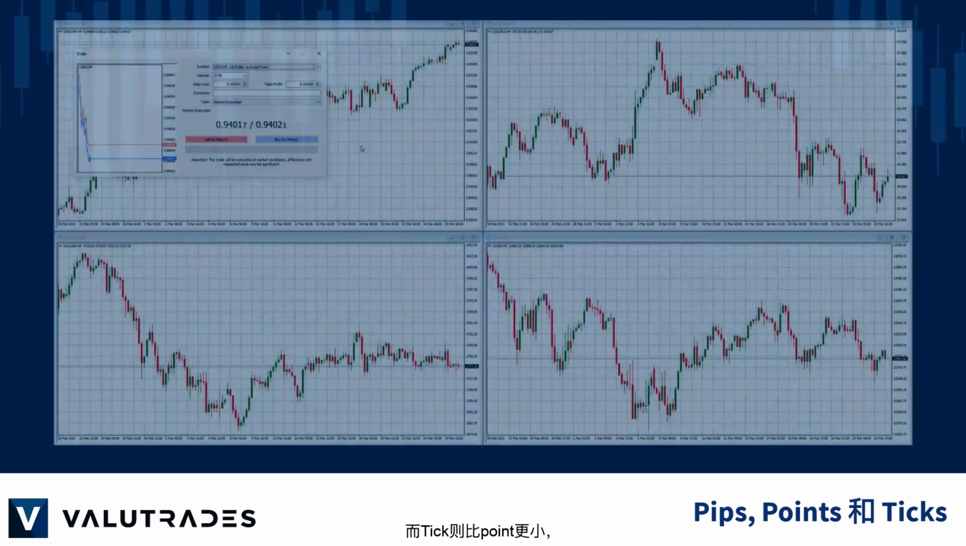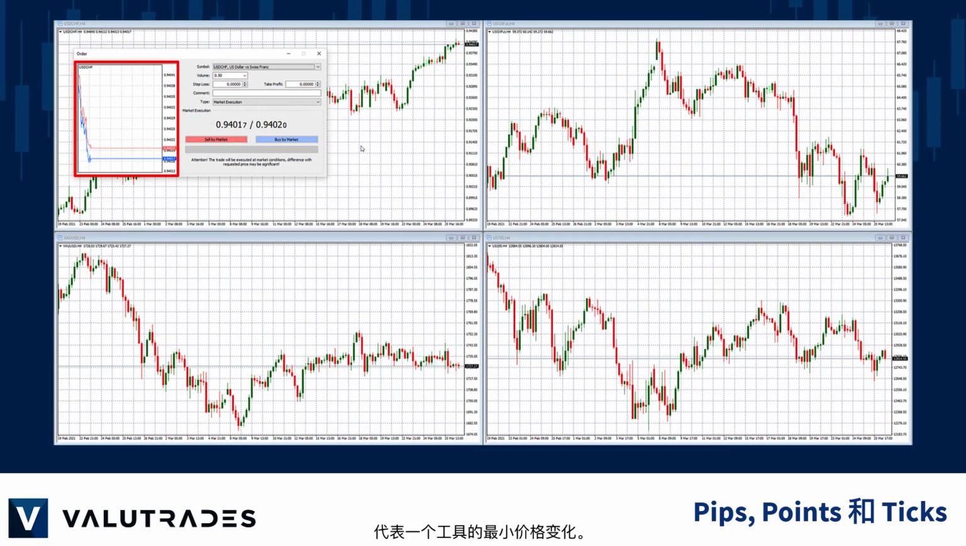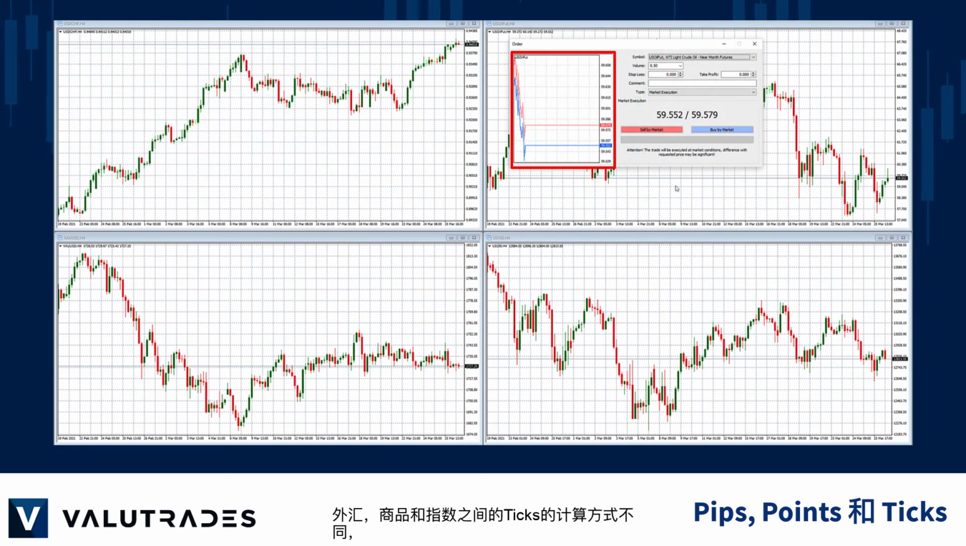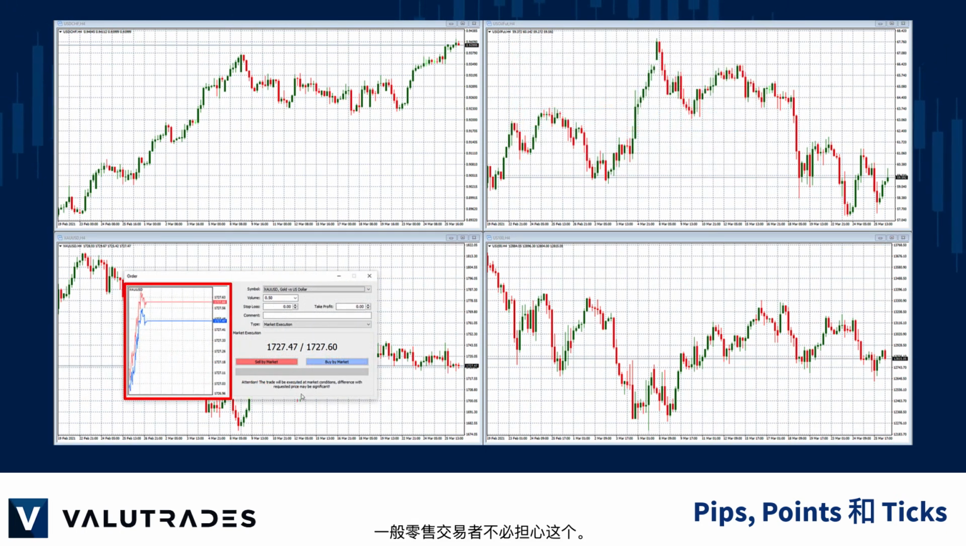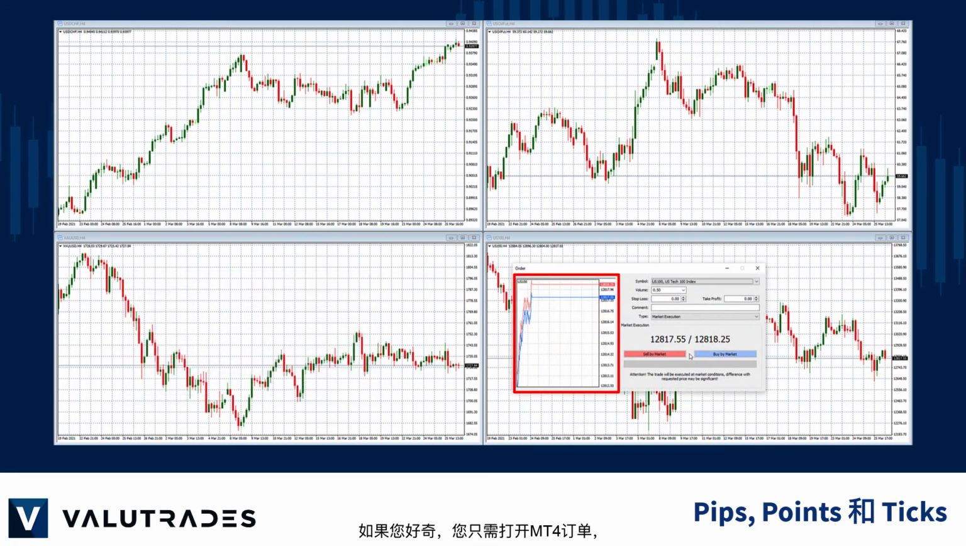The tick, on the other hand, is even smaller than a point and represents the minimum price change of an instrument. Ticks are measured differently between FX, commodities, and indices, and they are generally not something that the average retail trader needs to worry about. If you are curious, you can see the incremental tick movements simply by opening an MT4 order ticket.